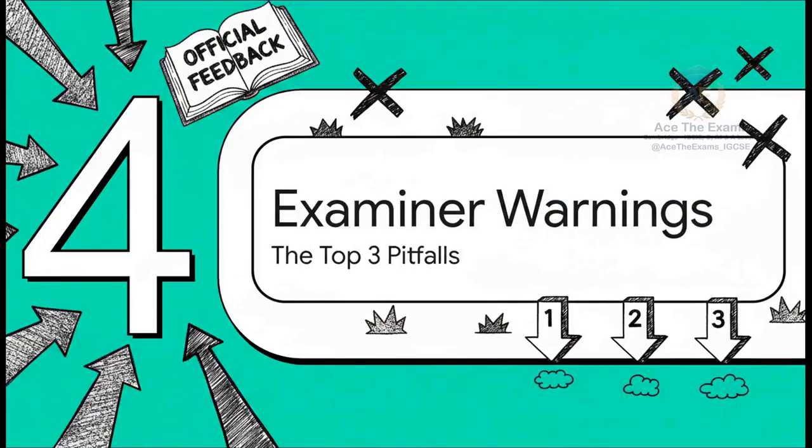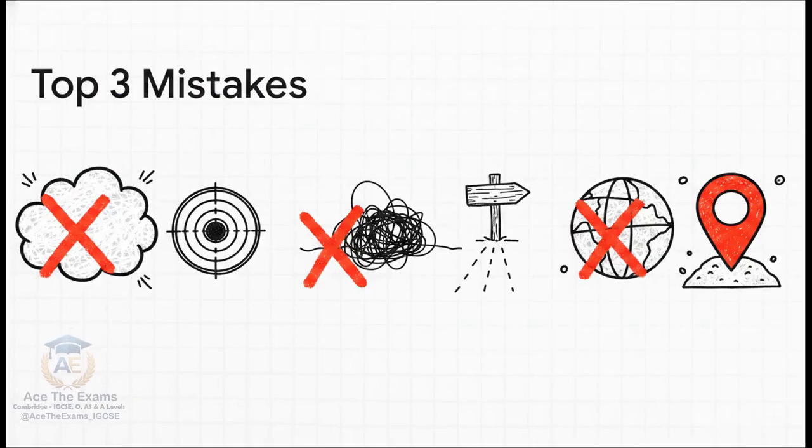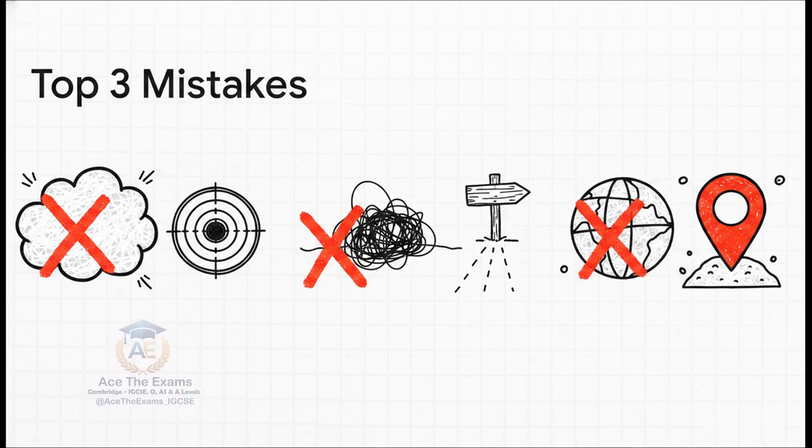Which brings us to Section 4, Examiner Warnings. We're going to look at the top 3 pitfalls that crash a candidate's score. I spent hours digging through the official principal examiner reports from Cambridge, the actual documents where the graders complain about what went wrong, and the exact same 3 fatal mistakes pop up year after year. First, candidates' answers are often far too vague. Examiners demand specific, granular details. Throwing out sweeping generalities will earn you absolutely nothing on the grid.